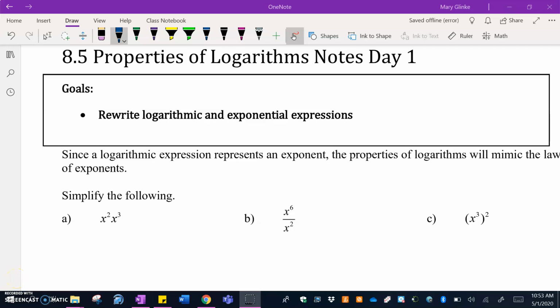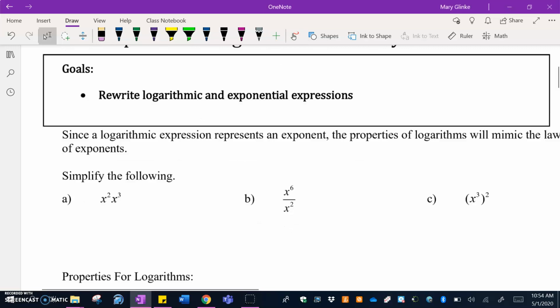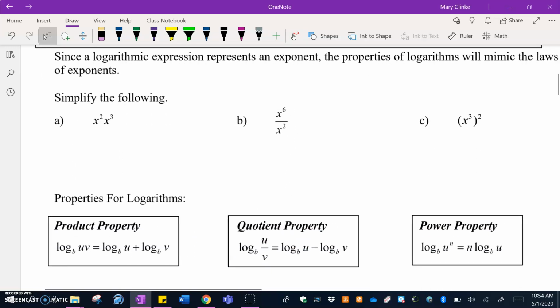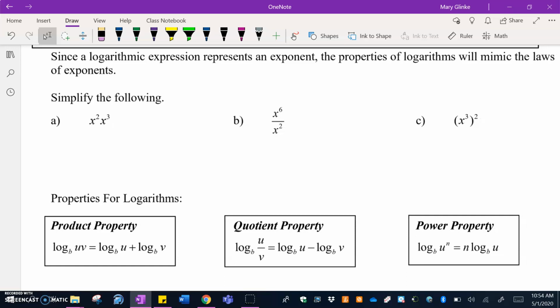Hello, today our goal is to rewrite logarithmic expressions and exponential expressions. We're going to be expanding and condensing logarithms. So logarithms have properties, and their properties are going to mimic your exponent rules because the answer to a logarithm is an exponent. So let's go ahead and take a look at A, B, and C real quick, and then we'll look at how that applies to the properties of a logarithm.